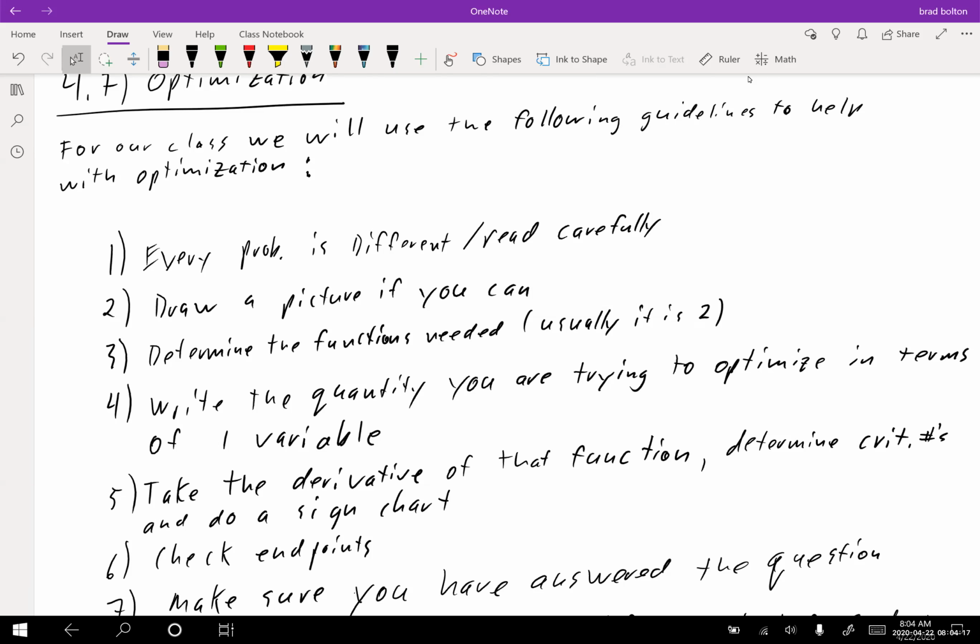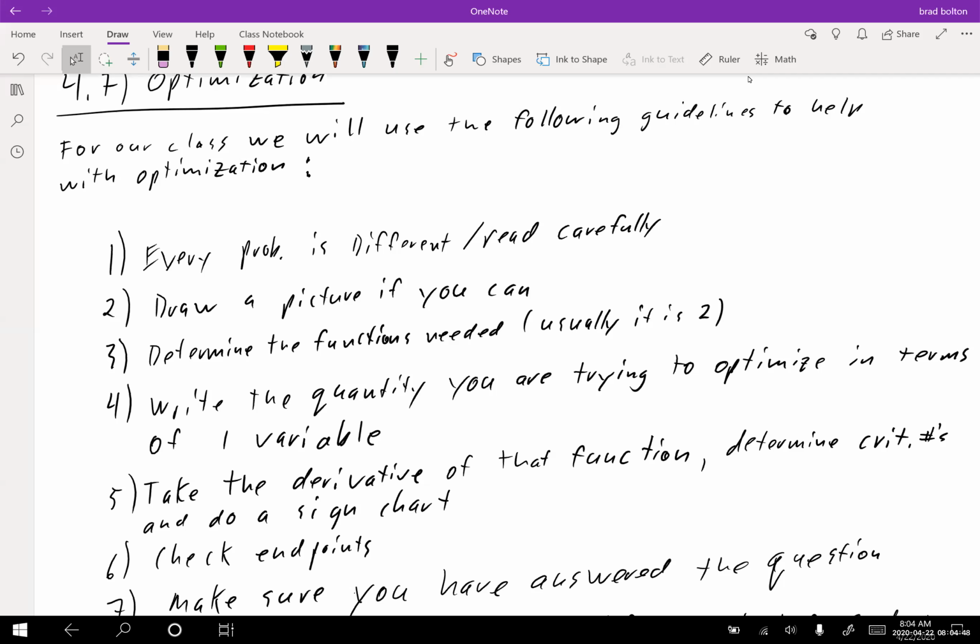So first thing you gotta remember is every problem is gonna be different, so you gotta read it carefully and make sure you understand what they're saying or what they're asking for, okay? If you can, the second thing you should do is draw a picture. You can't always do this, but you give it your best shot if it's something that seems very realistic or very easy to draw. Determine the functions needed. Usually for our class, it'll be 2. It doesn't have to be, but usually it will be 2. And then we write the quantity that you are trying to optimize in terms of one variable.